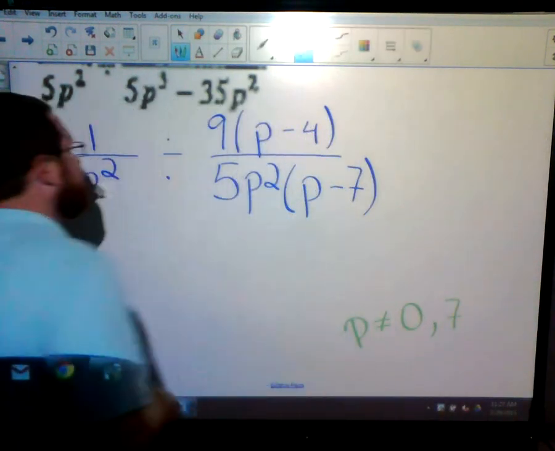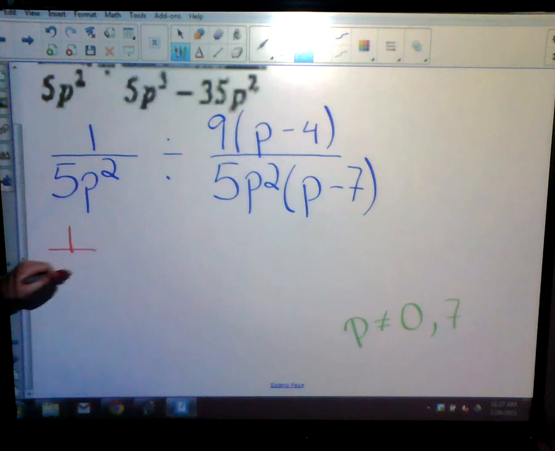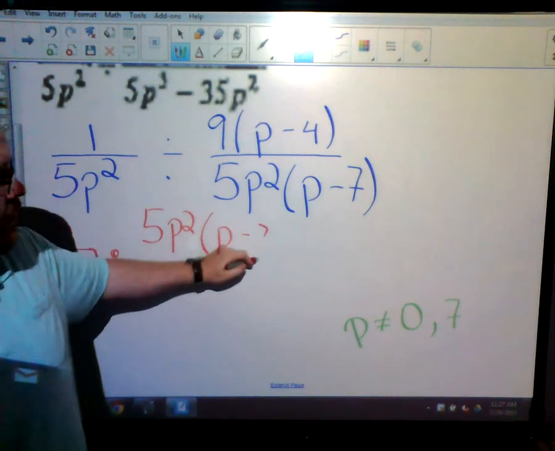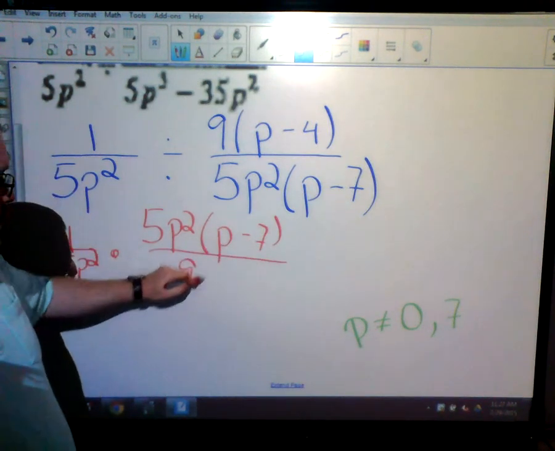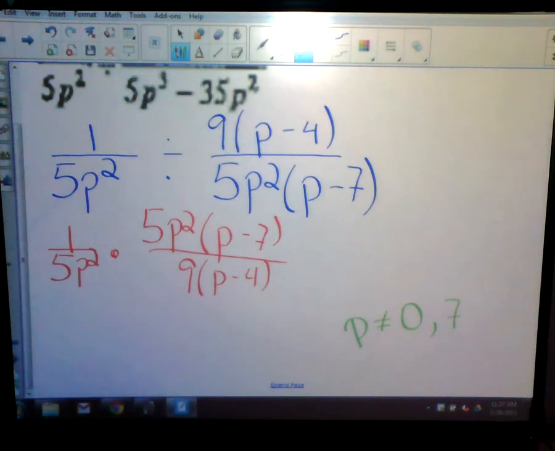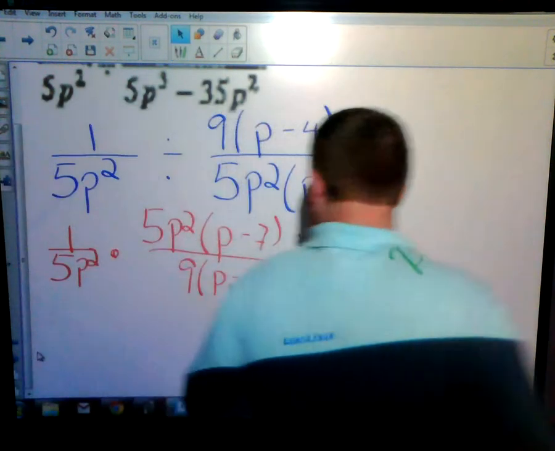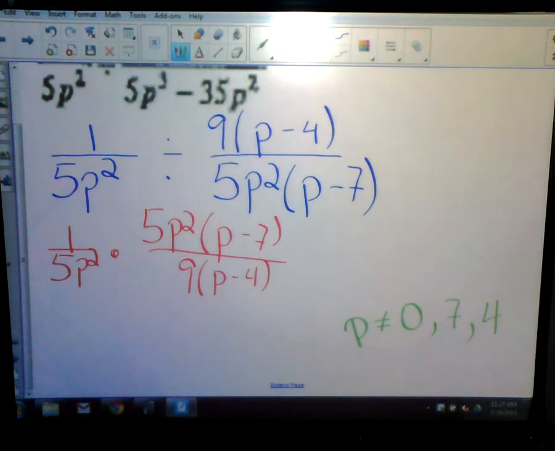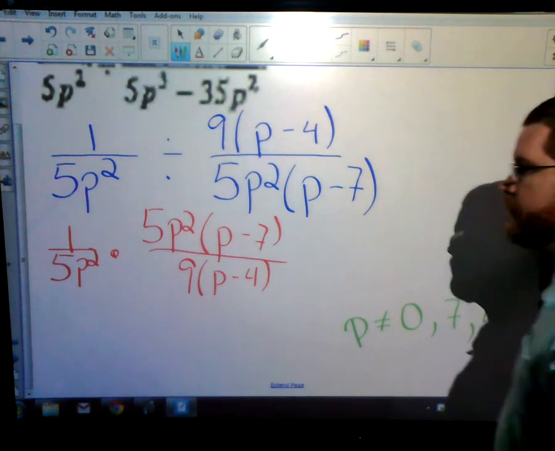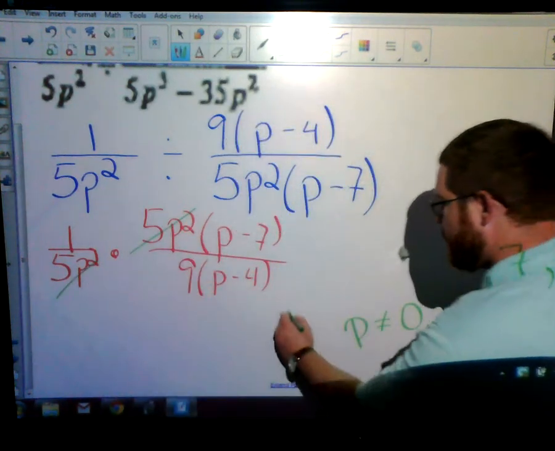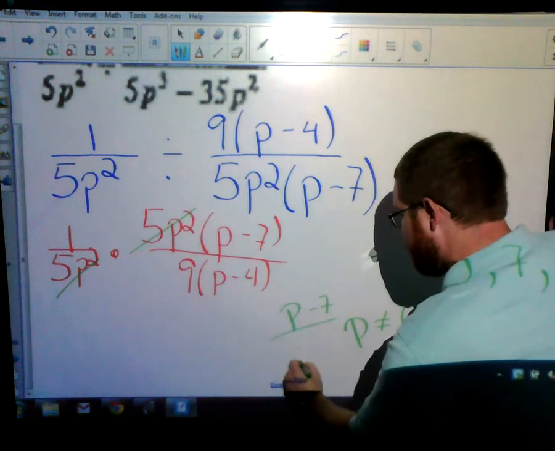But because this is a division problem, I have to flip the second one. Did I add any new restrictions? Yeah. P can't equal 4 now. Will anything cancel out? The 5p squared will. What's left? P minus 7 over p minus 4.